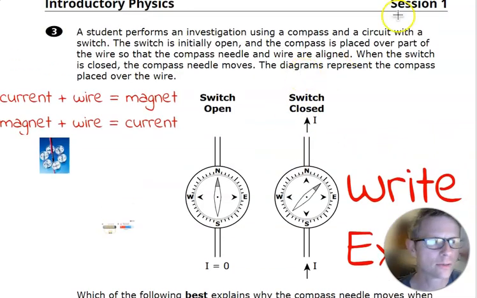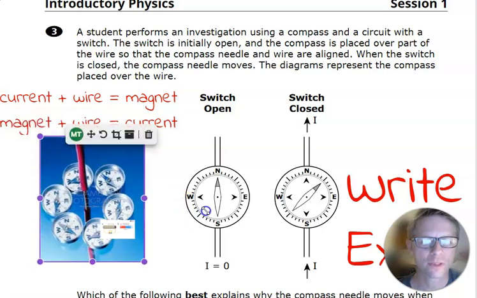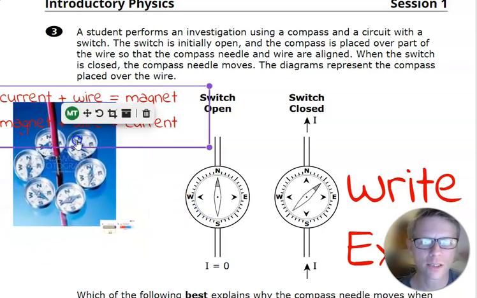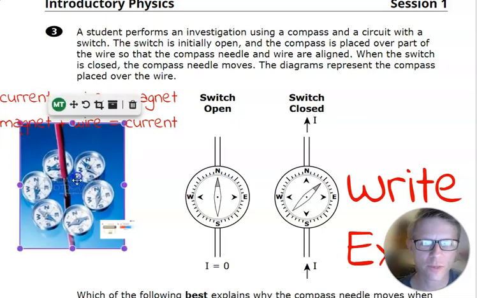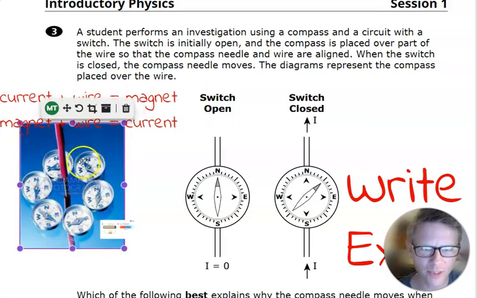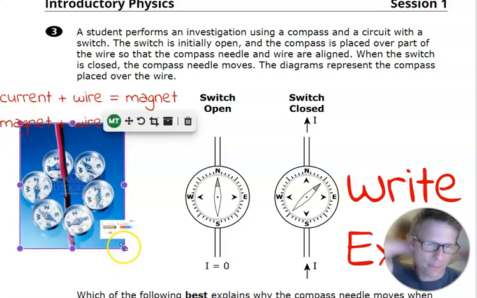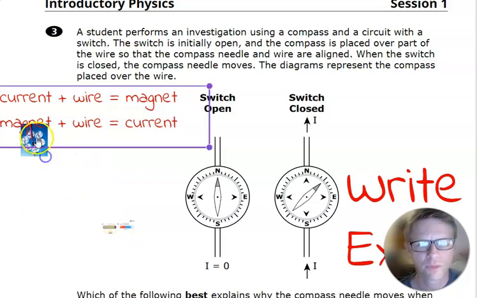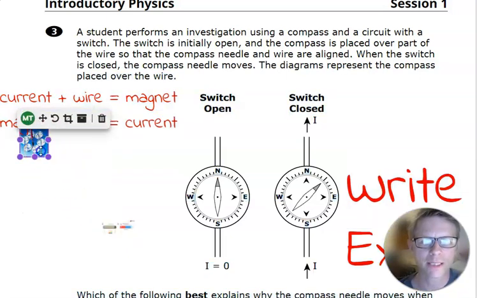Here's one that was a miscellaneous topic, and all I want to say is a current and a wire together make a magnet. So check this out. If this wire has electrical current flowing through it, these compasses will respond to it and they'll move, which means it created a magnet, also known as a magnetic field. So a current and a wire make a magnet.